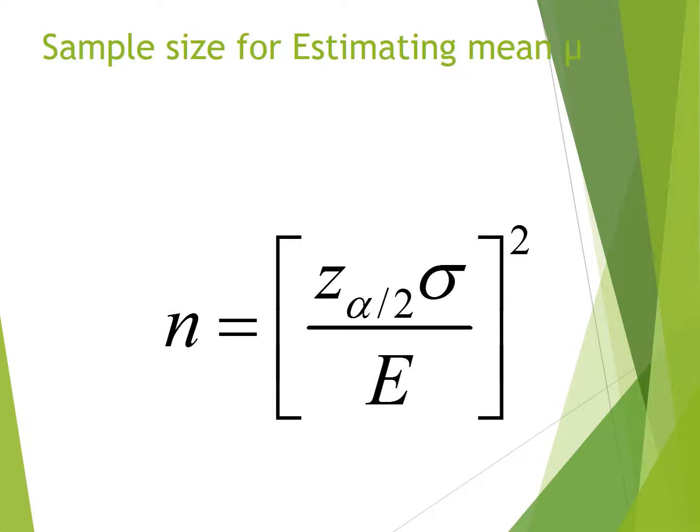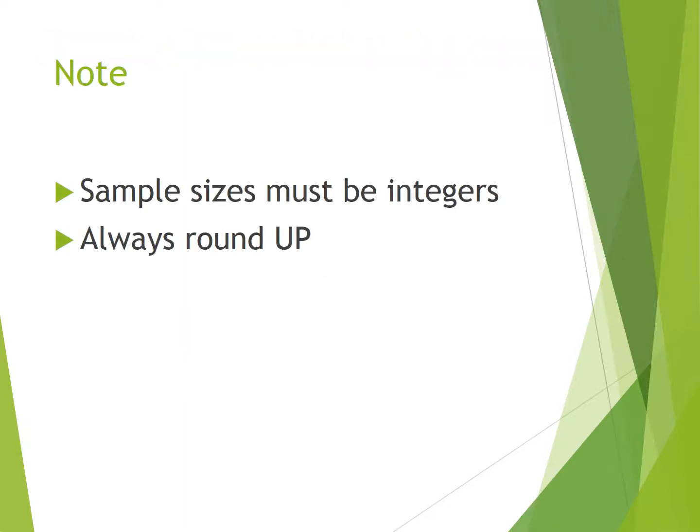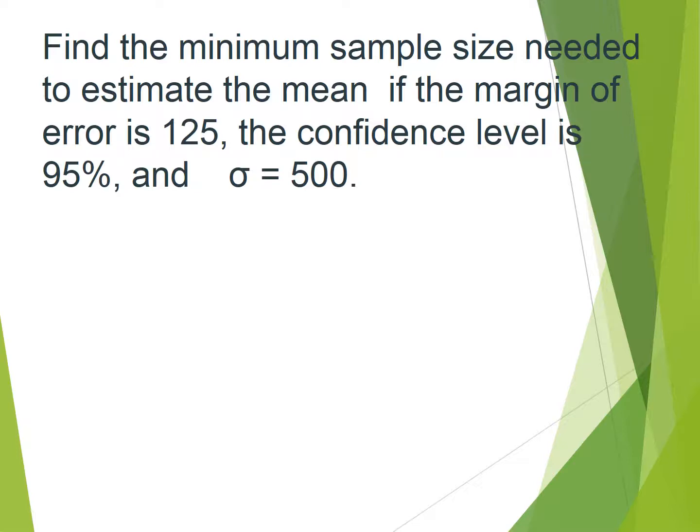Find the sample size for our confidence interval for estimating the mean. You use this sample size formula, which is different than the one we just saw a minute ago. And again, the sample size must be an integer, so round up. In this case, the margin of error is 125, the confidence level is 95%, and sigma is 500. The critical value for 95% is 1.96 times 500 divided by 125, and then square that number, and we get 61 point something, round up to 62.